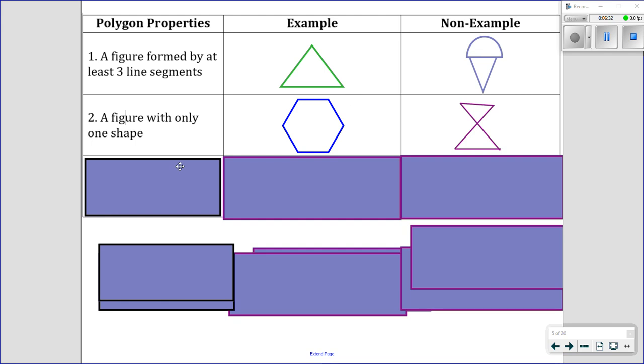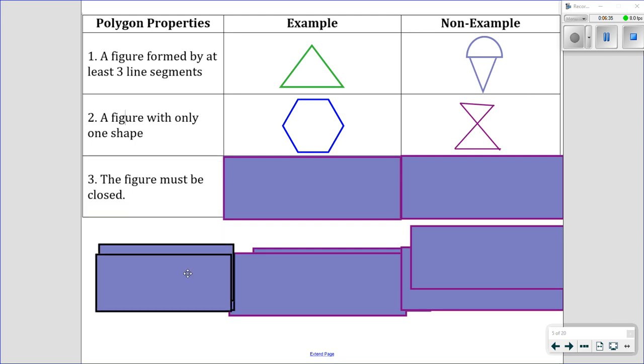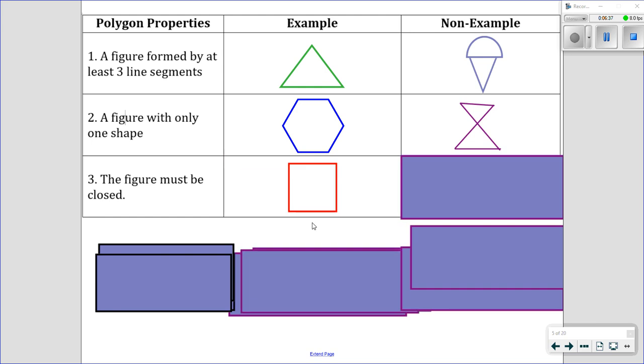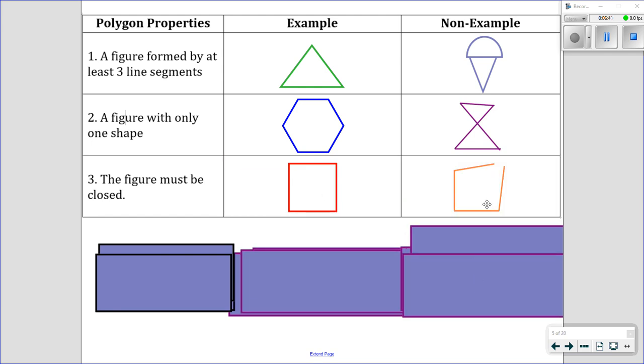Has 3 lines. The next property, the figure must be closed. Notice that this shape, the square, is closed, whereas this non-example is not closed.